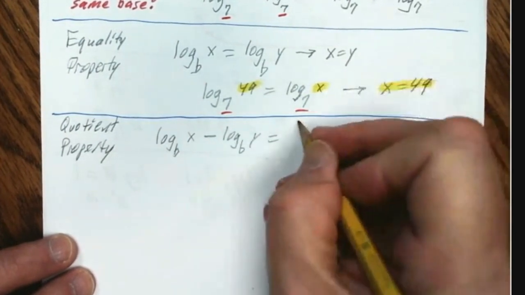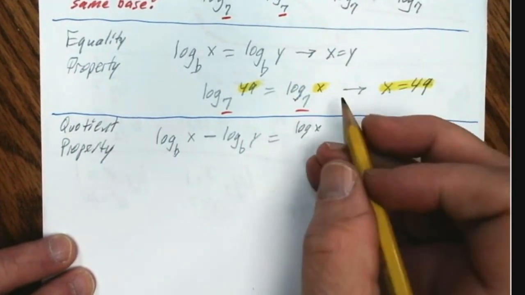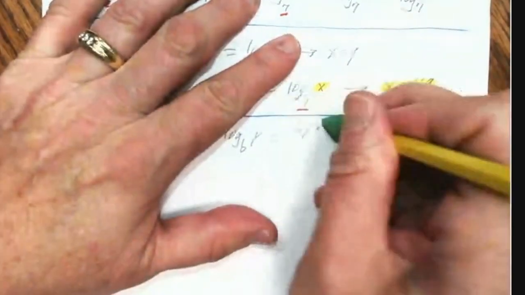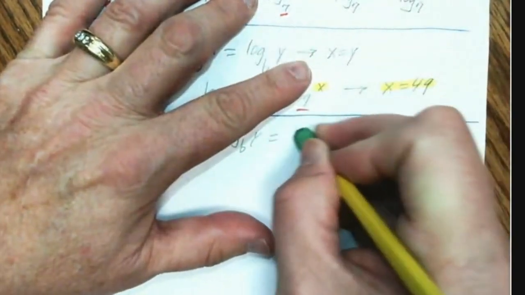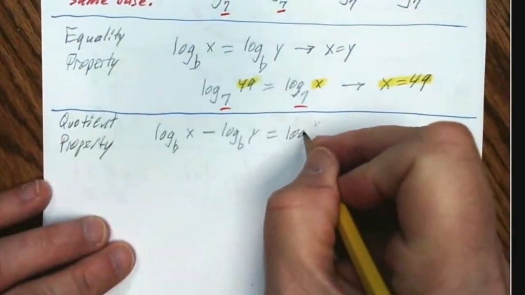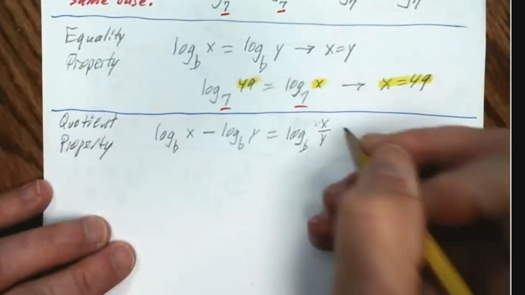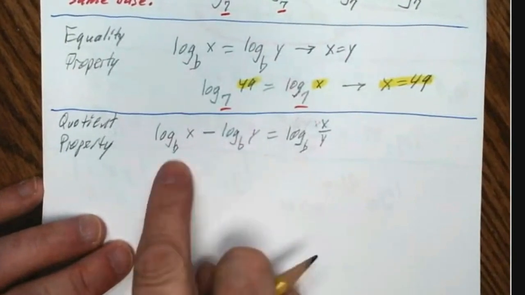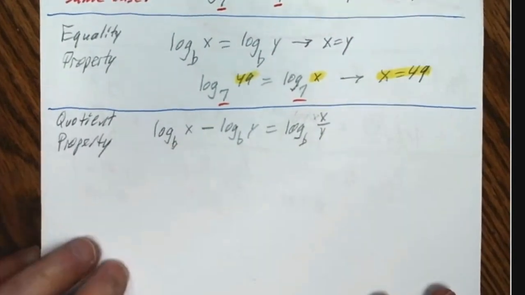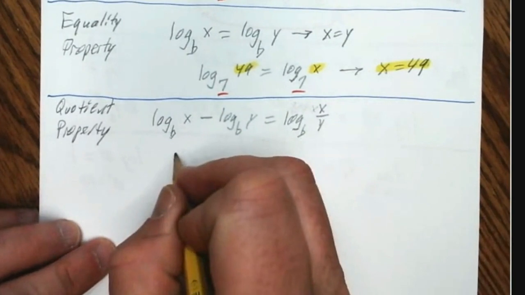that means we can take log base B of X divided by Y. I don't want to write that high on the page, so let me put that down a little bit. Same base. Subtracting it, we can just take the argument and divide it.